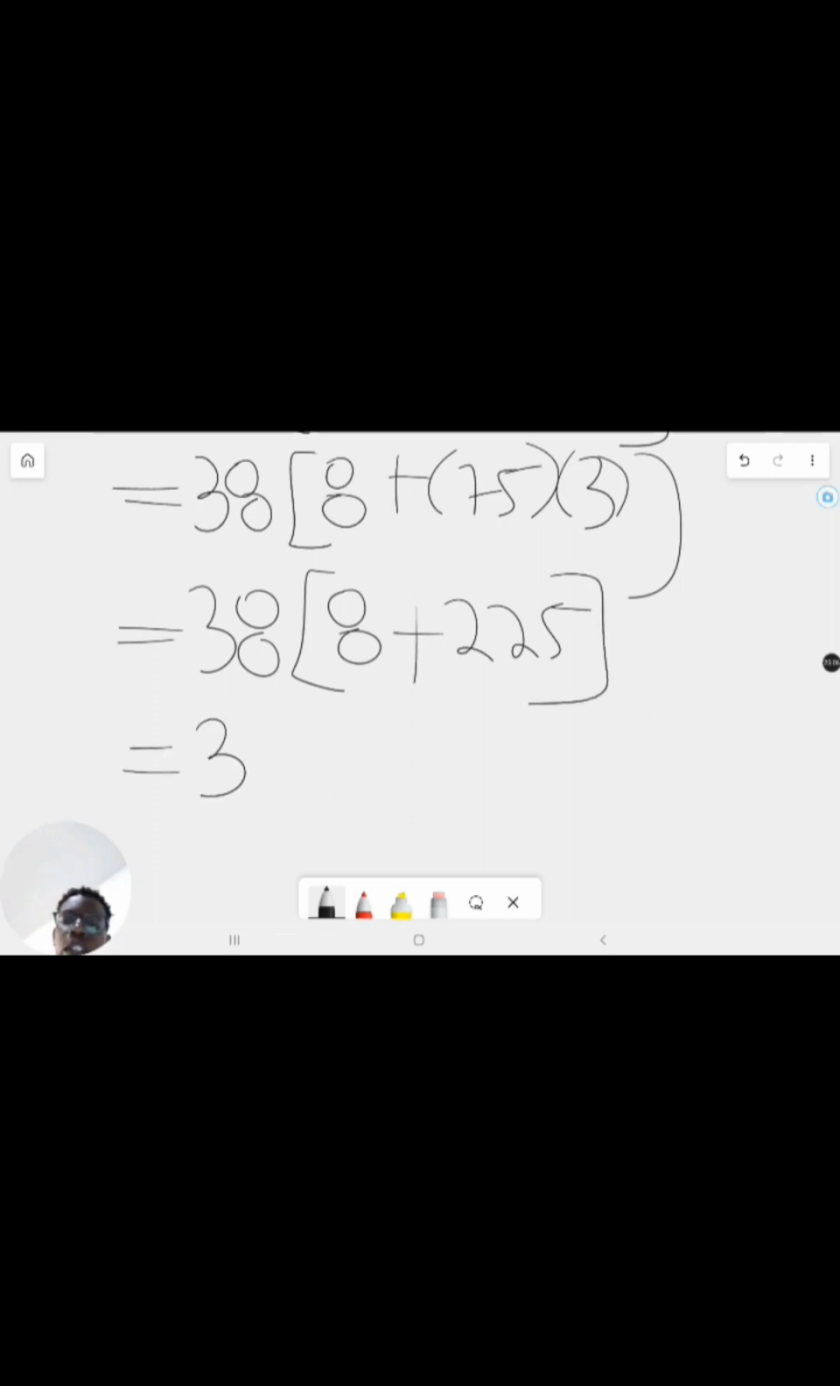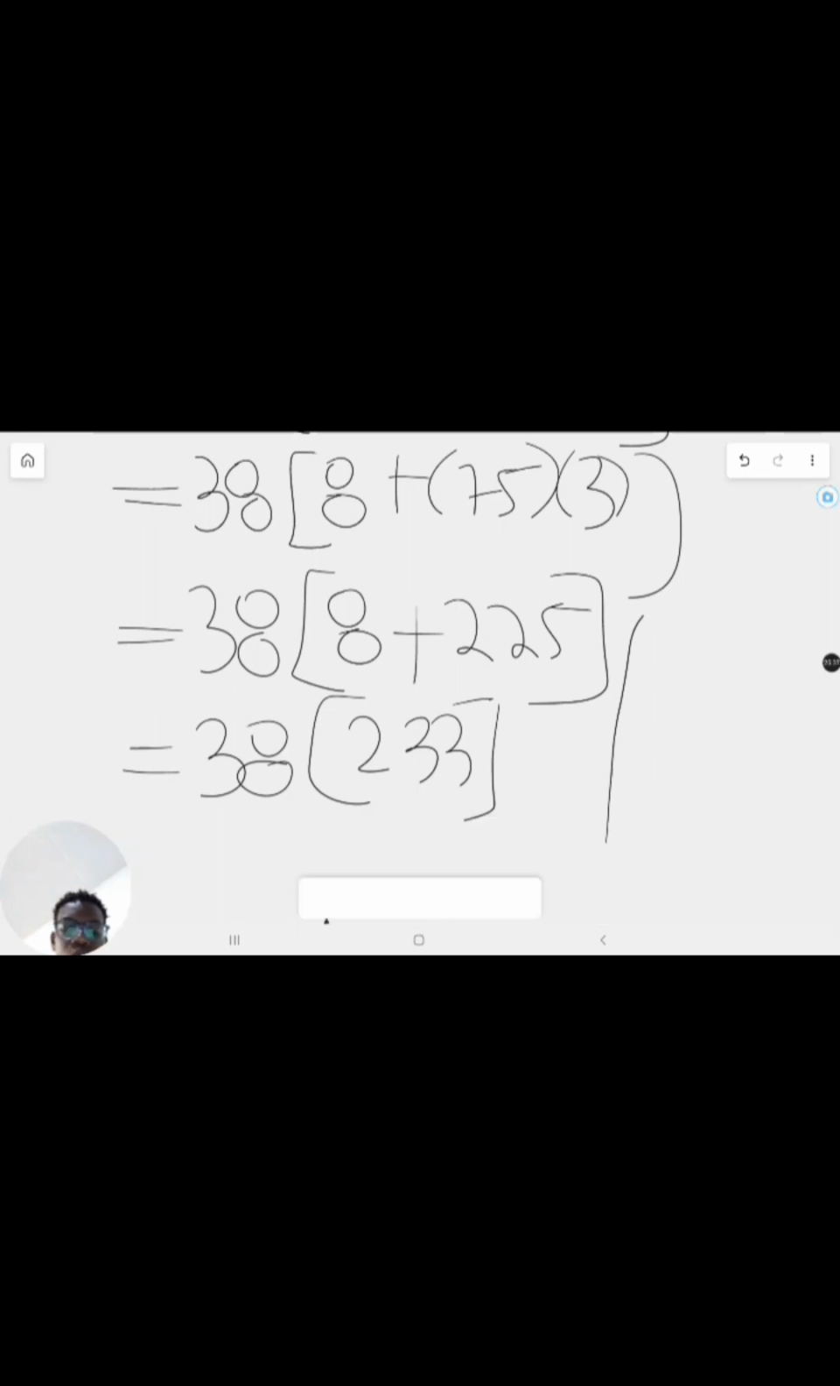Then you've got 38. Then you've got 8 inside here. 8 plus 225. Make sure you've got your calculator when you're doing these things. 25 plus 8 is 33. So this is 233.